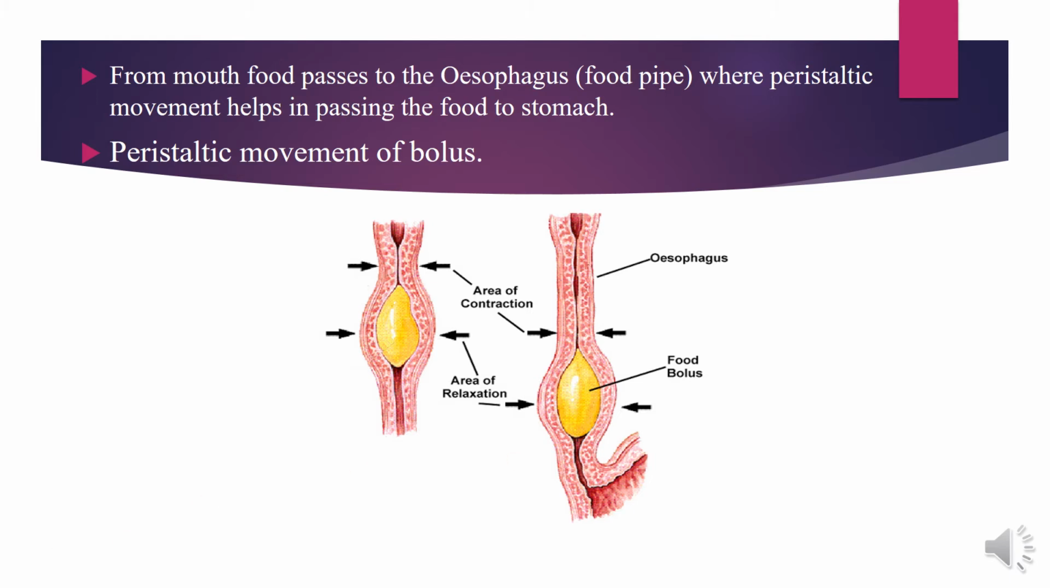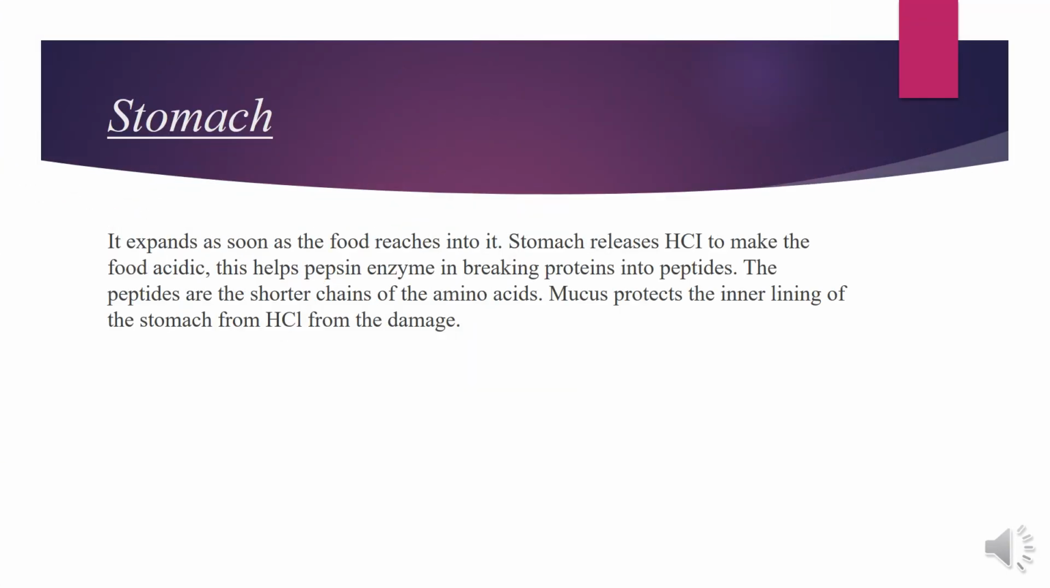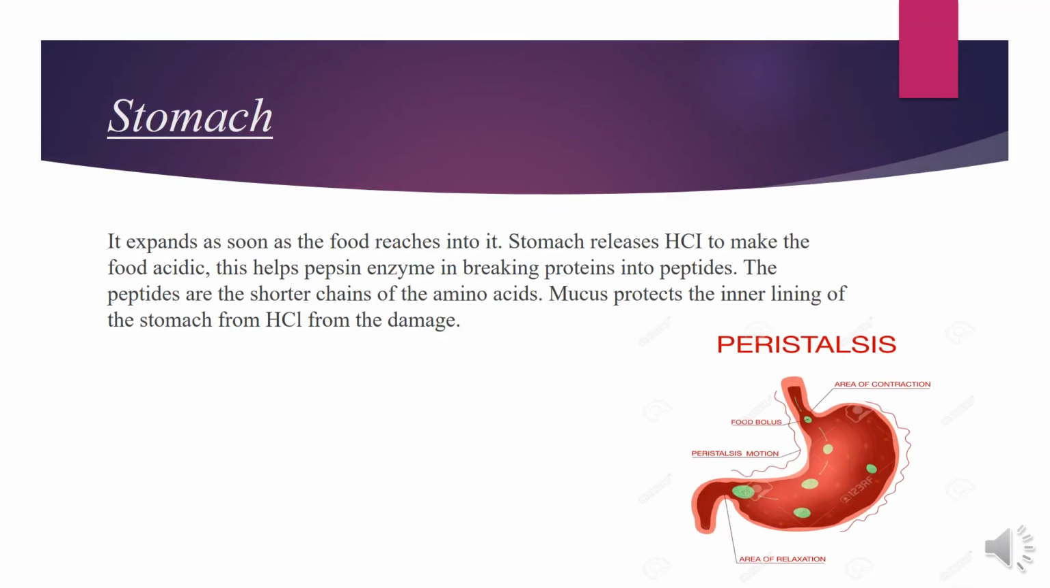Now the next step: the food is getting into the stomach. It reaches the stomach, and the stomach releases HCl. What is HCl, students? HCl is hydrochloric acid. To make the food acidic, the stomach secretes HCl. So what is happening here? Food gets churned with gastric juice and HCl.